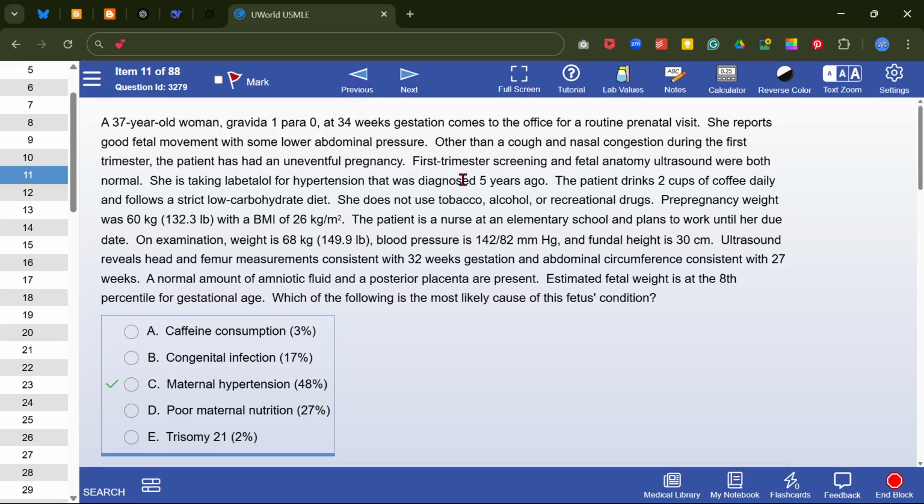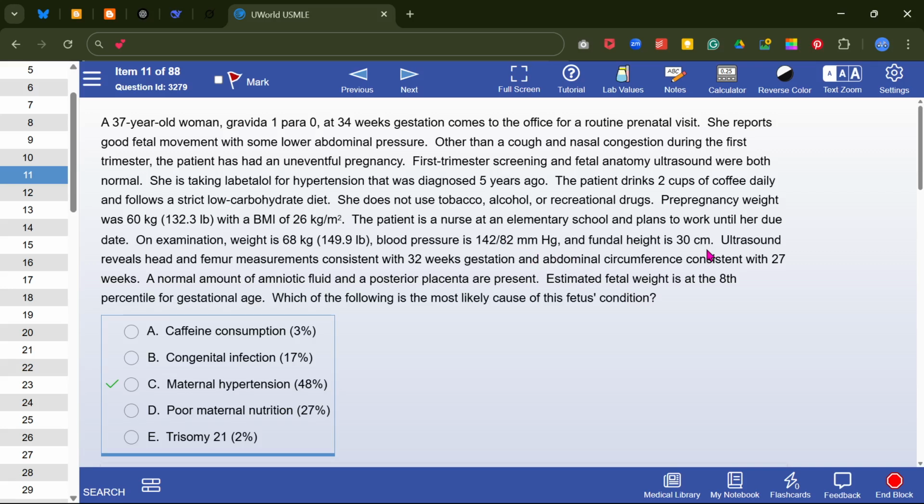If we read another question, the estimated fetal weight is at 8%, less than 10%. And here there is no chromosomal abnormality. Her gestational age is 34 weeks. Look here, she has hypertension. She's taking labetalol for hypertension, diagnosed 5 years ago. Still, look at her BP. Here her BP is 142 over 82.